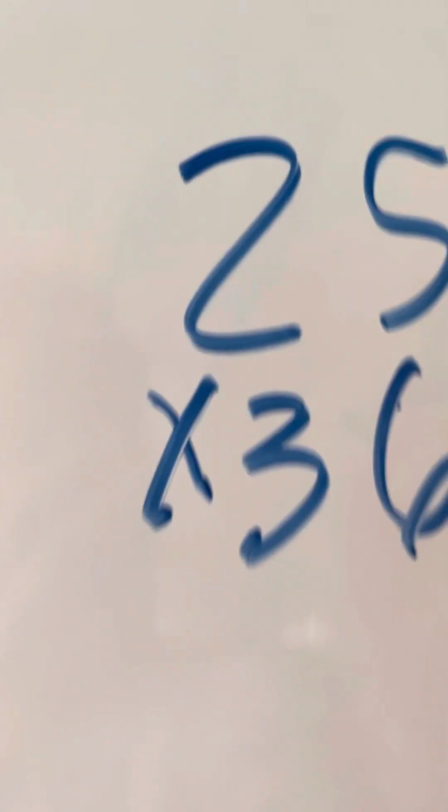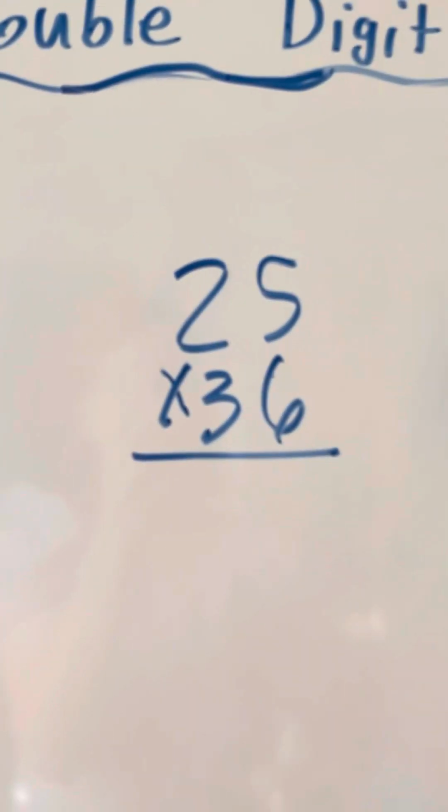The last one was really nice because we had a number with a 0, but that's not always going to be the case in some of your homework problems. You're going to get some equations that are going to be like this. Just for argument's sake, let's say we have 25 times 30. Not 30, times 36. Okay, so I have 25 times 36.